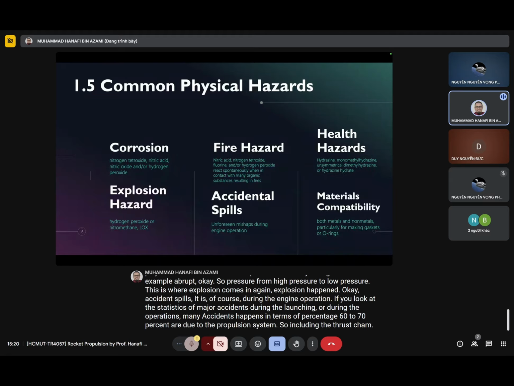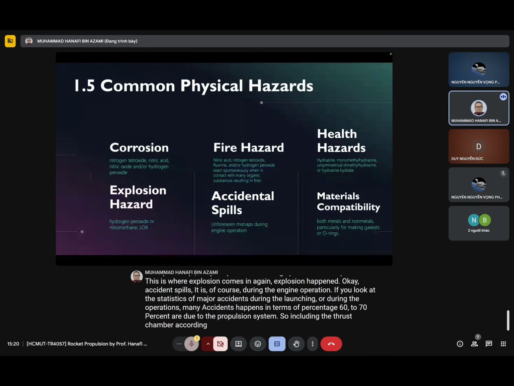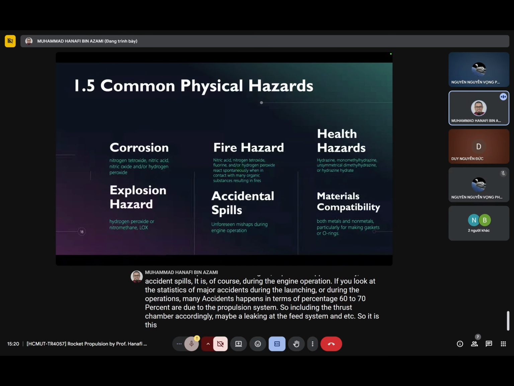So including the thrust chamber, maybe leaking at the feed system, etc. So this area is quite hazardous and quite dangerous.